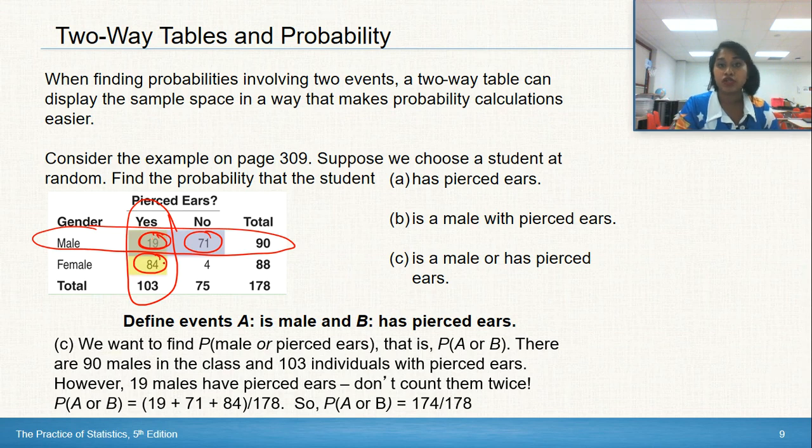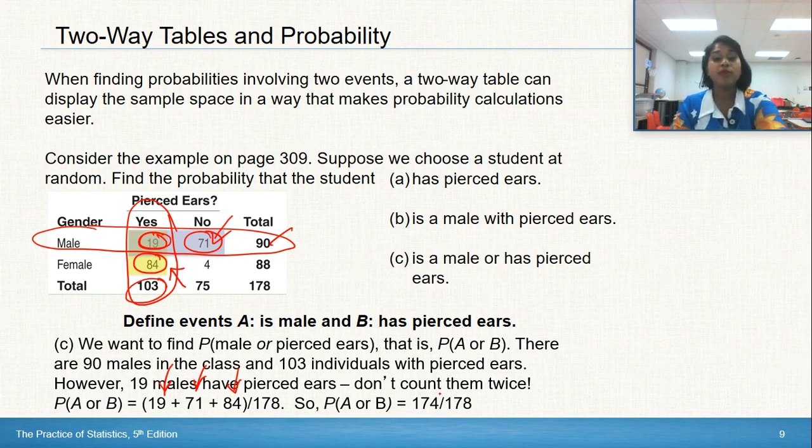And do you see how I circled 19 twice? That would be the number that kids would accidentally include twice because they would have done 90 and 103. And so that's going to give you an additional 19 values. I don't want that. I only want 19, 71, and 84. Or you could have seen it as 90 plus 84. Or you could have seen it as 103 plus 71. No matter how you see it, you're not counting values twice. That's the biggest mistake that kids make there.